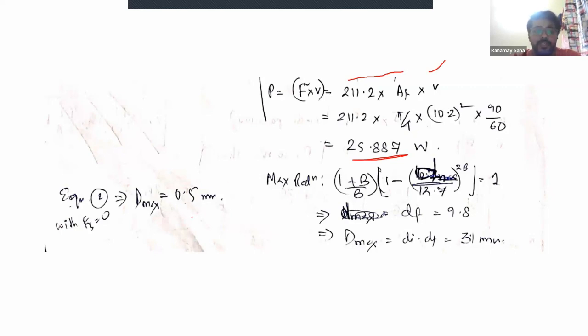And then the maximum reduction, we can find out using this particular formula, which comes out to be 3.1 mm. So this is the maximum reduction case which we have discussed. You plug in the values of all the parameters, and D is your final diameter, from which you can find the maximum reduction. So Di minus Df, the final, gets you the maximum reduction of 3.1 millimeters.